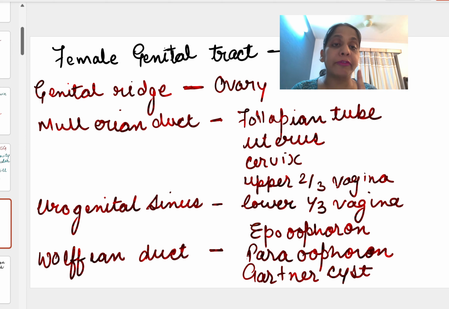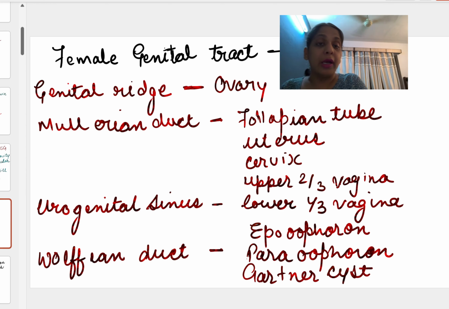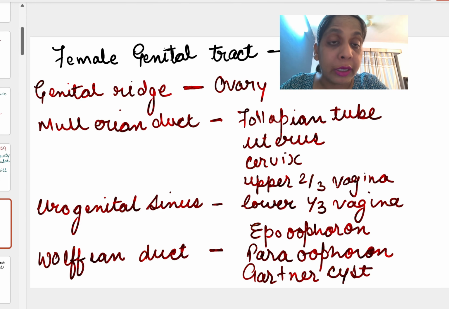The Wolffian duct, which regressed in the females or XX genotype, forms remnant structures, and those remnant structures are known as epoophoron. Epi means above, so the structure which is above the ovary in the broad ligament is known as epoophoron. The structure which is beside the ovary is known as paroophoron, and the structure which is lateral to the upper vagina is known as Gartner duct.